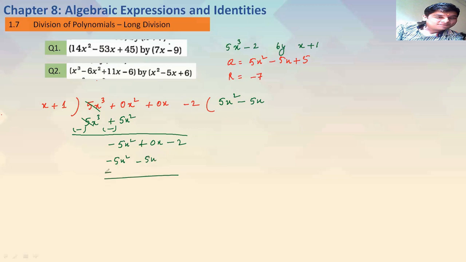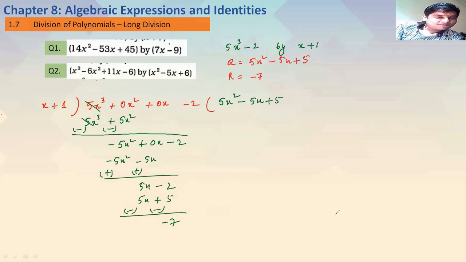Very good, Sarah. You did it. So this is minus 5x minus 2, and we take a 5 over here, 5x plus 5. Real cool.